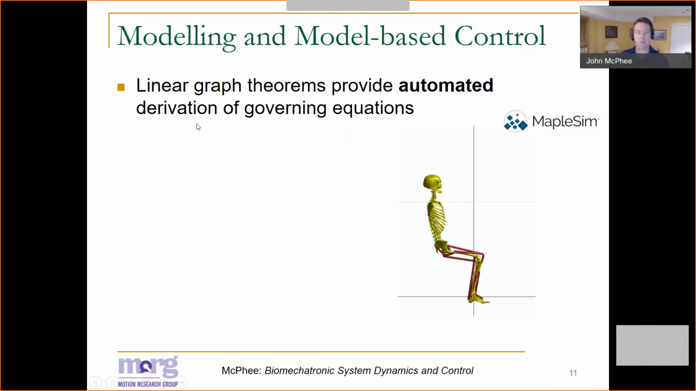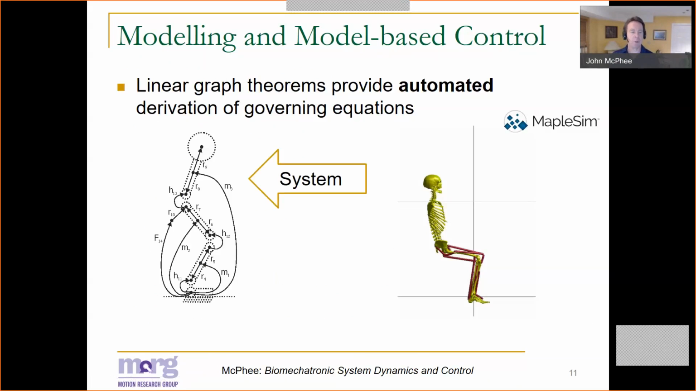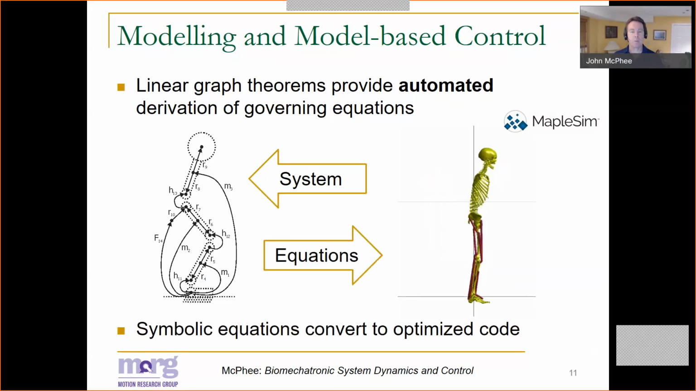Here is an example of a model of a person getting up from a chair, a musculoskeletal model. We've created a model of the system using the package called MapleSim, which was spin-off from our lab. MapleSim generates automatically the governing equations of motion for the system by using an internal linear graph representation of how all of the bodies and the joints and the muscles and the forces are connected. And with those equations, we can automatically generate simulations. As I mentioned before, having the equations in symbolic form allow us to create very fast simulation code.